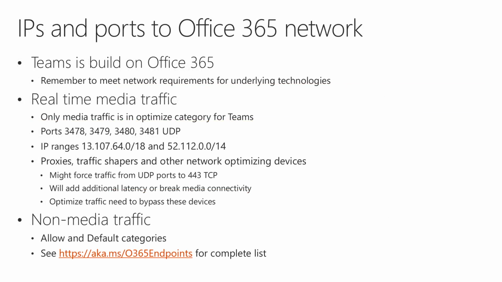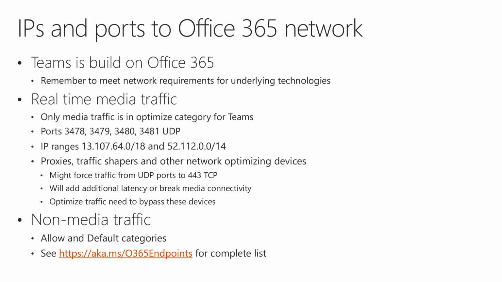When planning for the IPs and ports to the Office 365 network for the Teams client, it's important to keep in mind that Teams is built on Office 365. So Teams is in the background using SharePoint, OneDrive for Business, Exchange, and many other features. So it's super important that you meet the network requirements for all these technologies. Otherwise, users might have limited functionality or not be able to use Teams at all.